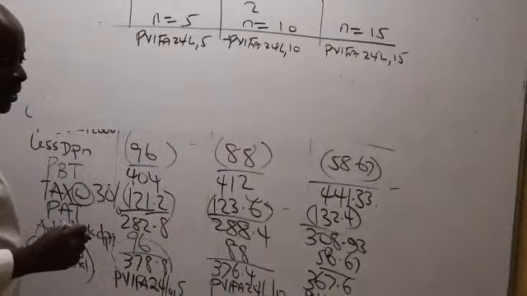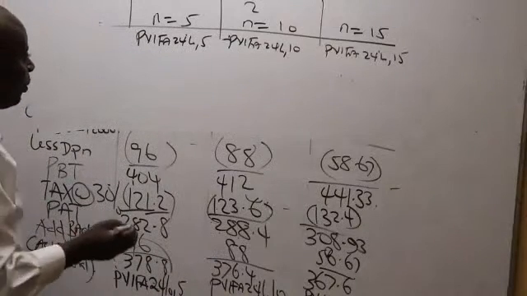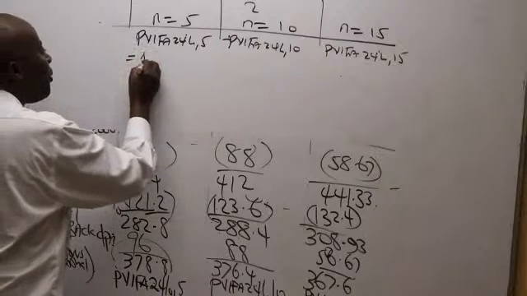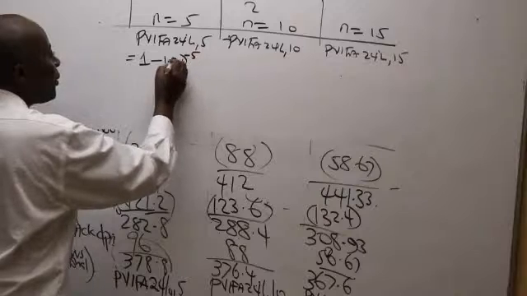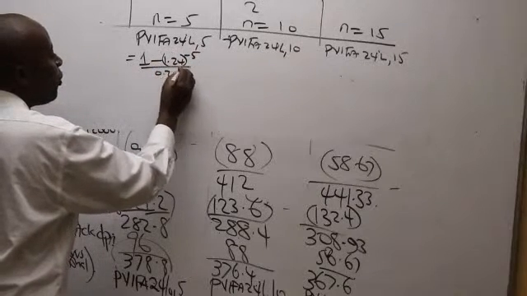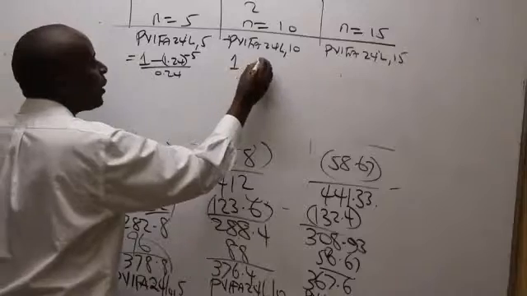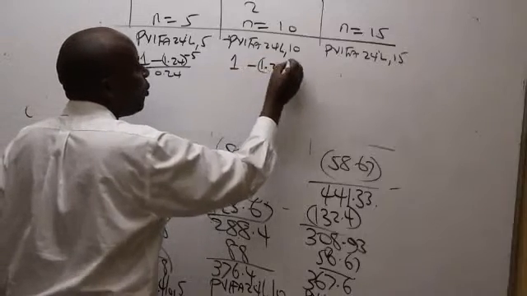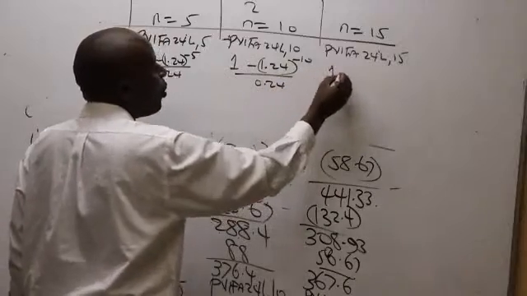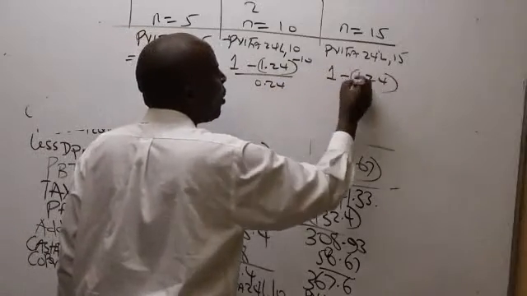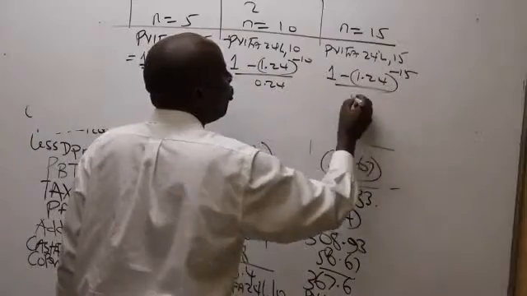But if you wish, you can also use the formula. If you decide to use the formula, then this will be 1 minus 1.24 raised to minus 5, all over 0.24. This will be 1 minus 1.24 raised to negative 10 all over 0.24. This will be 1 minus 1.24 raised to negative 15 all over 0.24.